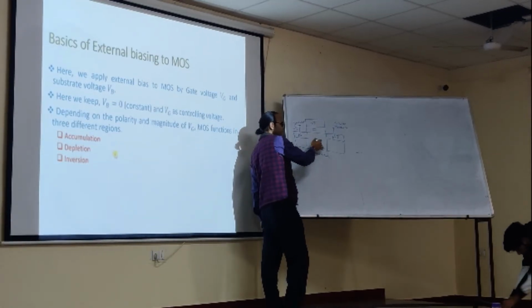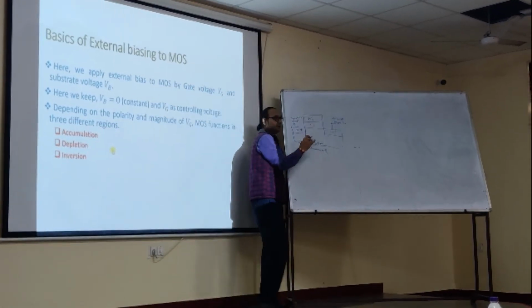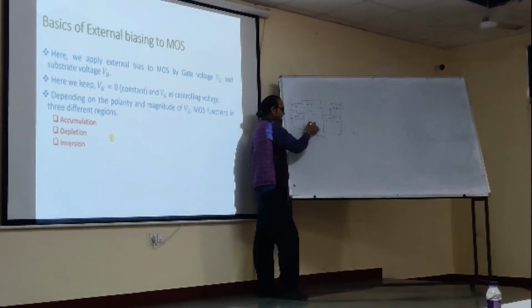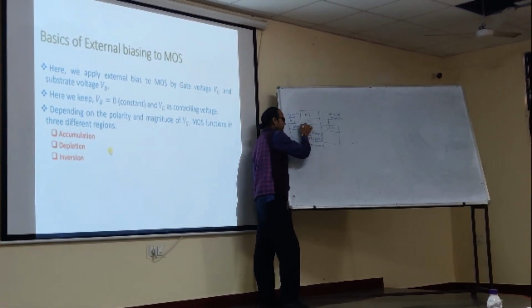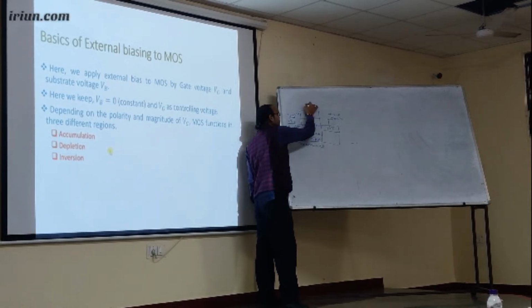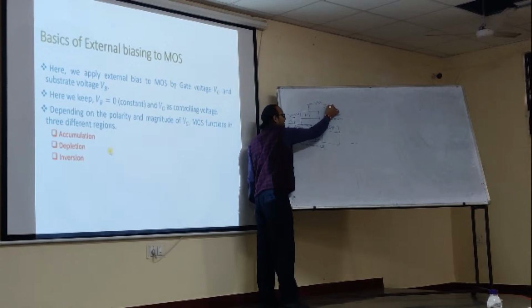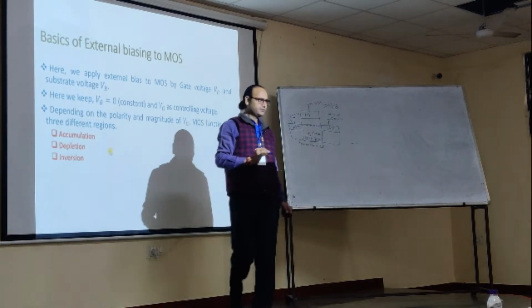Now when will current flow? When will current start flowing in this structure? This is p-type substrate. It has holes. When will the current flow? Yes, when we will have electrons in the channel. So generally we will have to apply some positive voltage, and that too greater than the flat band voltage. That's what I want to say.